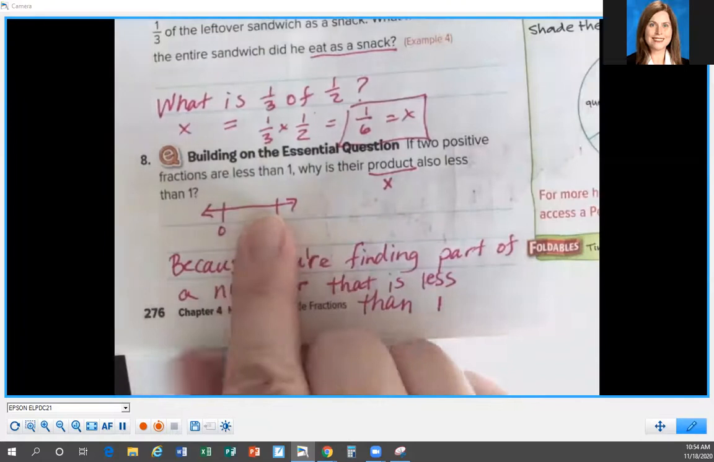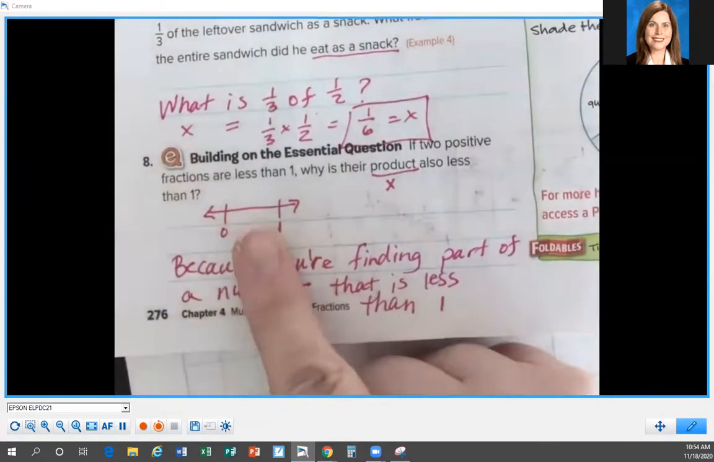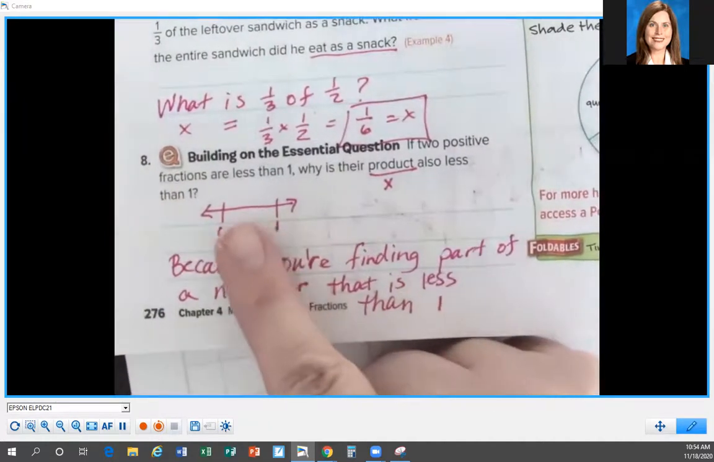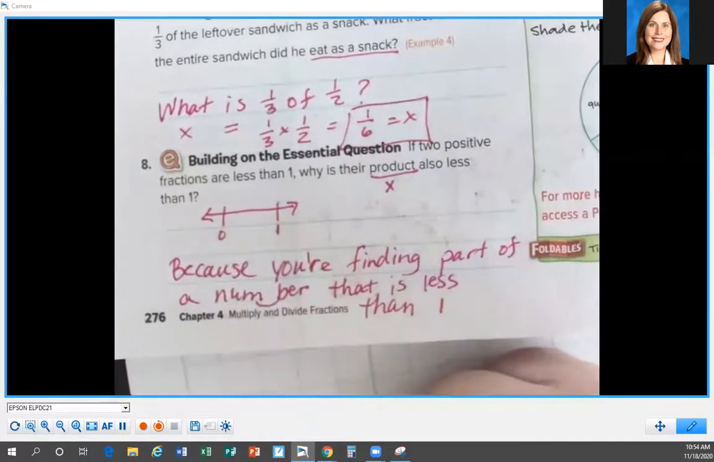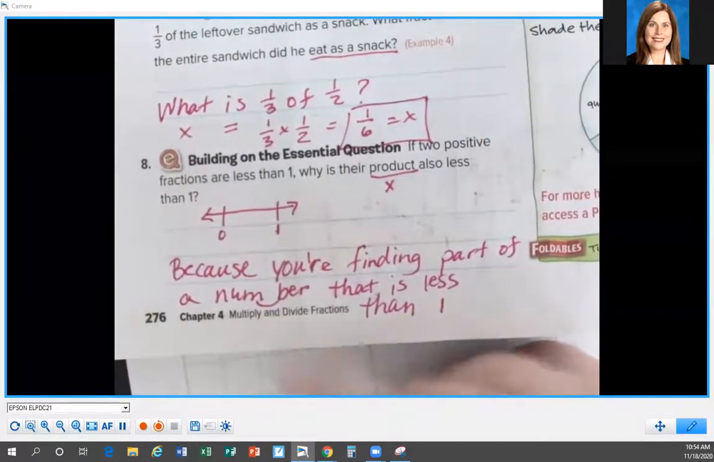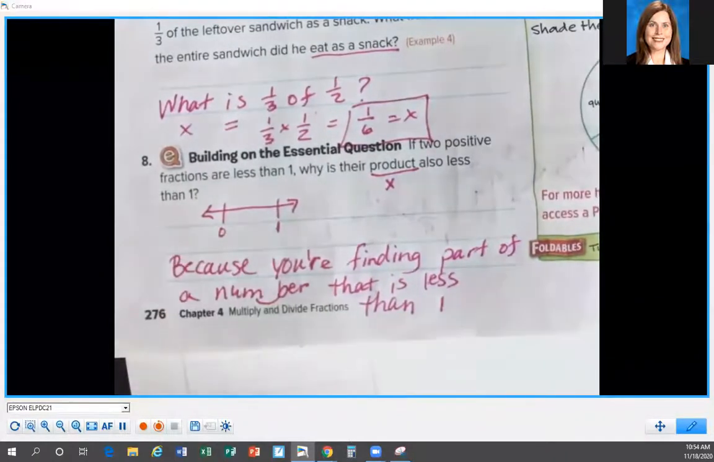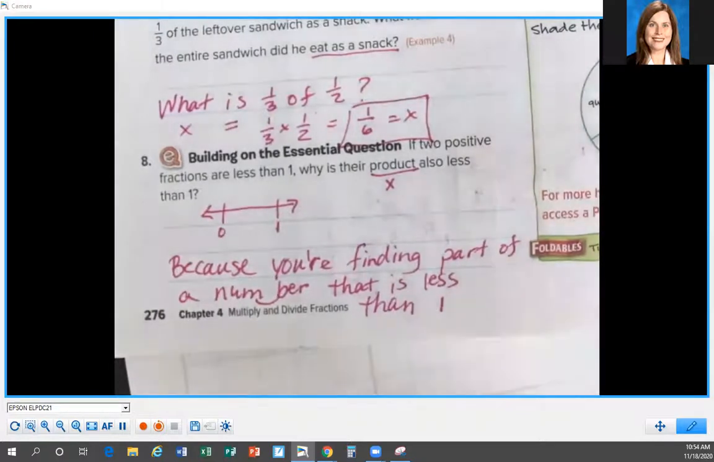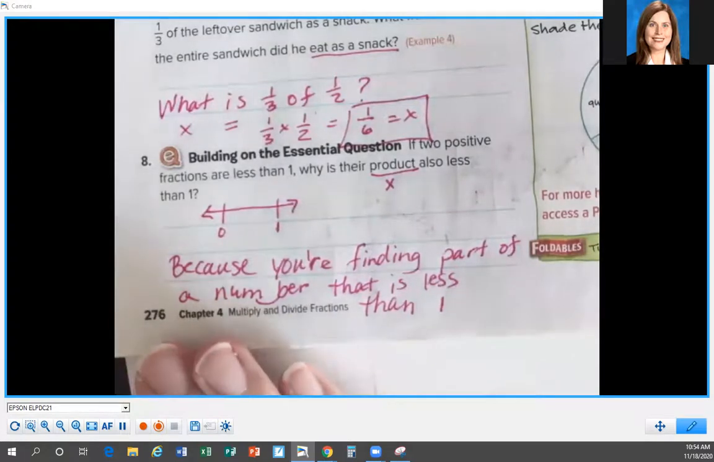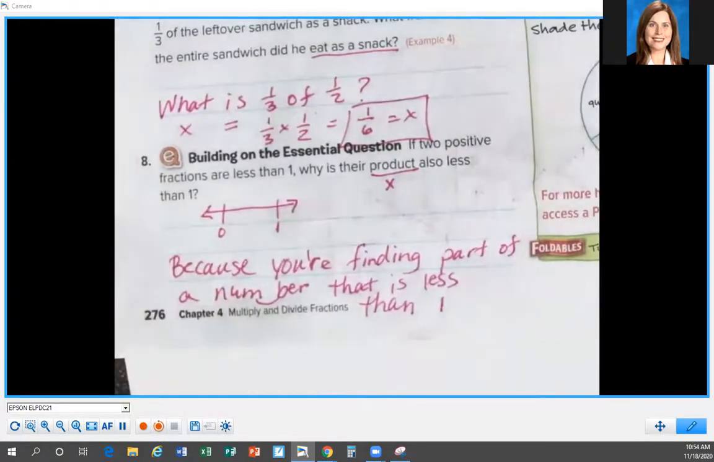So if your initial part is less than 1, and then you take a portion of that part, part of that fraction, you're obviously going to get another number that's less than 1. It's not going to become negative, okay, because you can't take something and cut it up and make it negative. It's still going to be there. The pieces just get smaller and smaller, okay? So that was our guided practice on Chapter 4, Lesson 3, Multiply Fractions.